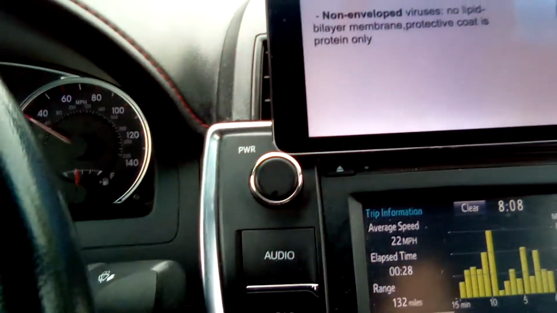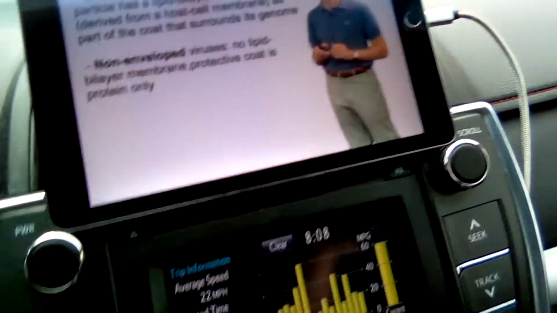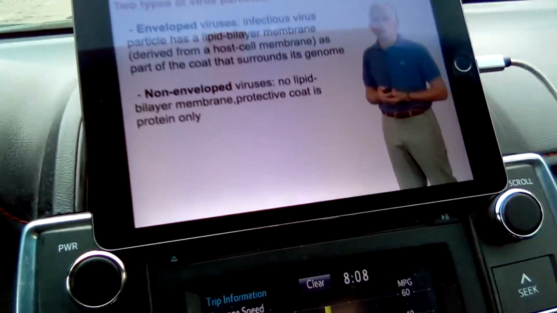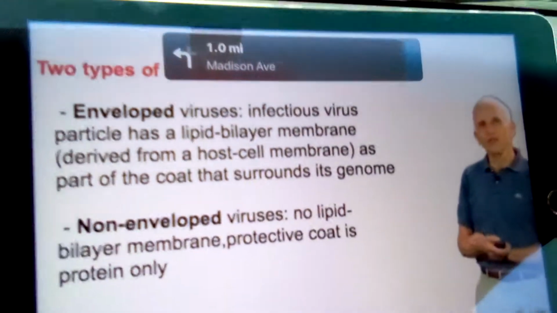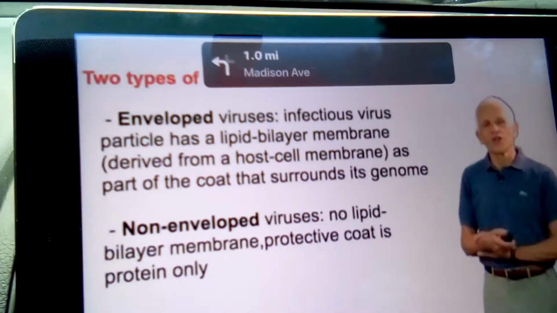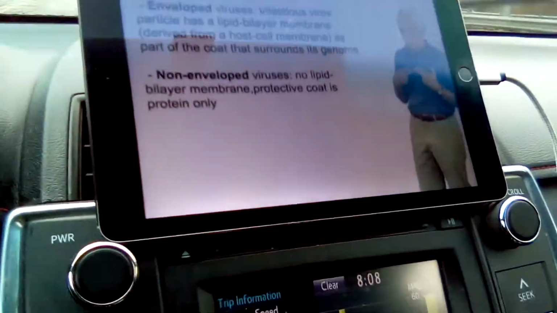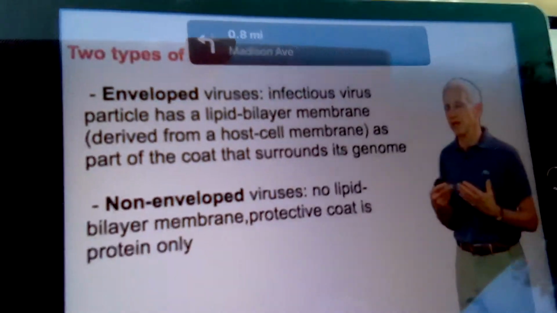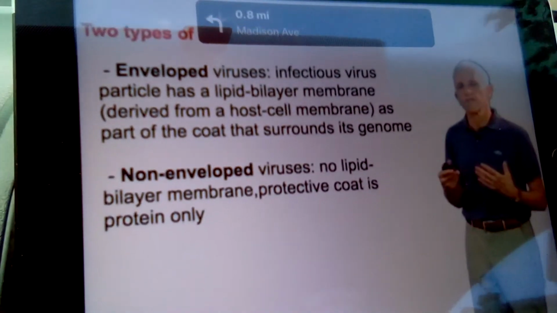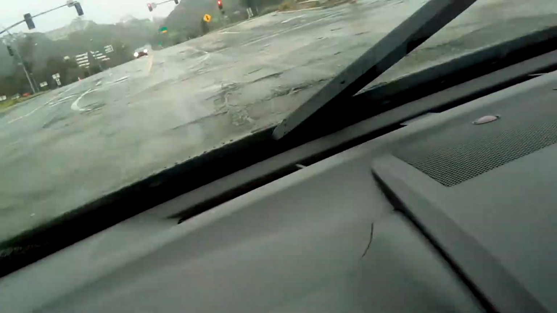Now, viruses come in 2 major flavors. Enveloped viruses, in which the infectious virus particle is surrounded by a lipid bilayer membrane derived from host cell membrane, and non-enveloped viruses, rather unimaginatively, that have no lipid bilayer membrane and the protective coat is just protein. These 2 structural modes correspond to different modes of exit and entry into cells, different mechanisms of assembly and different mechanisms of infection, as we'll see in the course of this lecture and the next 2.